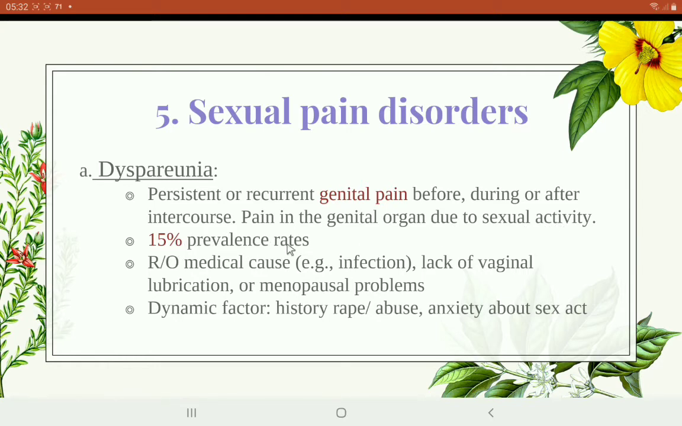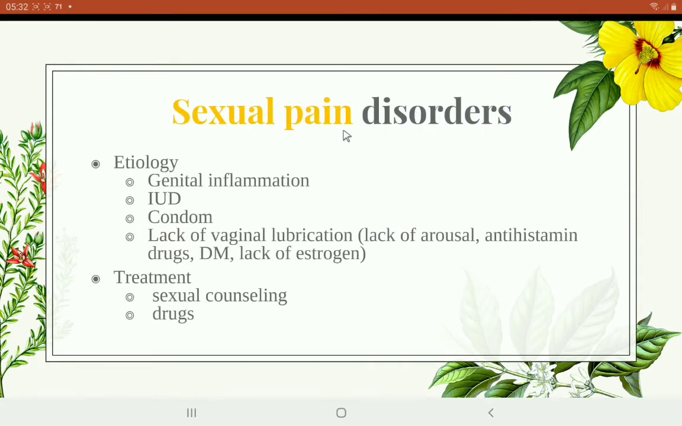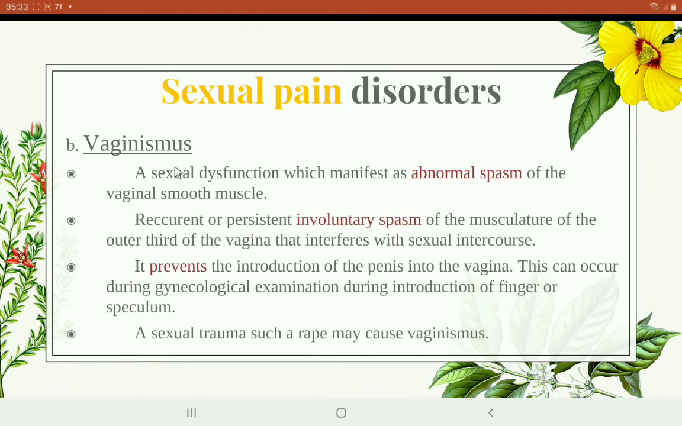50% prevalence rates. The etiology can be a medical cause like infection, lack of vaginal lubrication, or menopausal problem. For the psychogenic or dynamic factor, it is history of rape or abuse and anxiety about the sex act. This is the etiology of sexual pain disorder: genital inflammation, IUD, condom, lack of vaginal lubrication, and the treatment is sexual counseling and drugs.